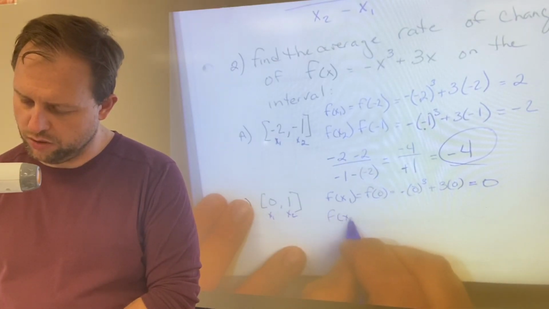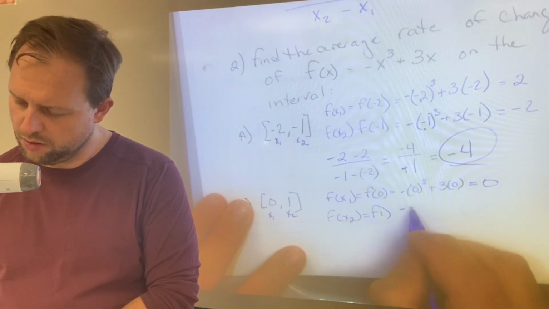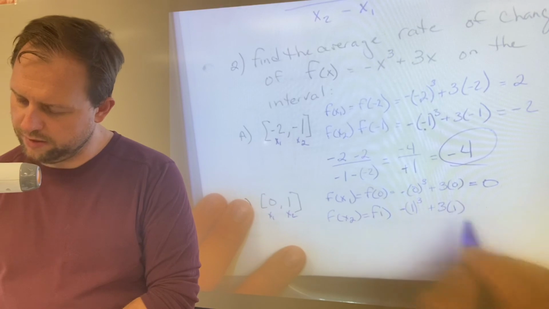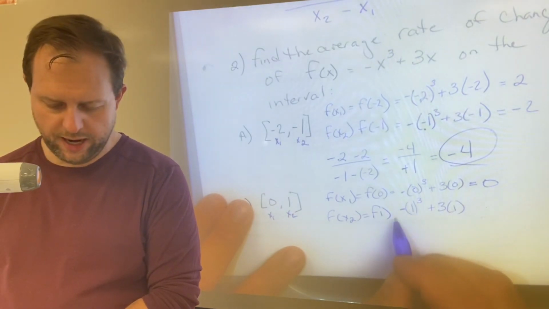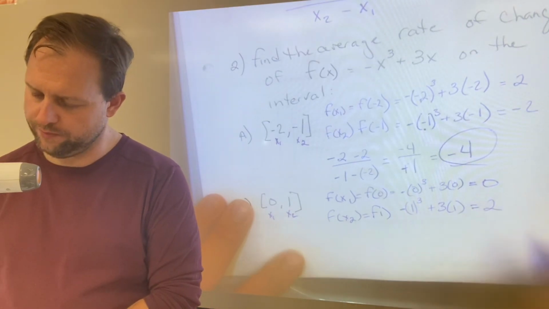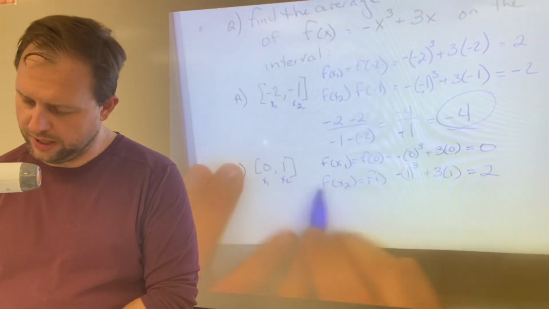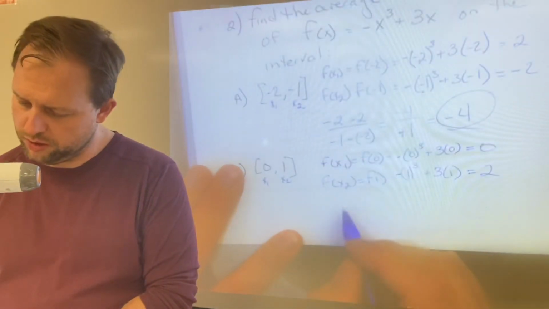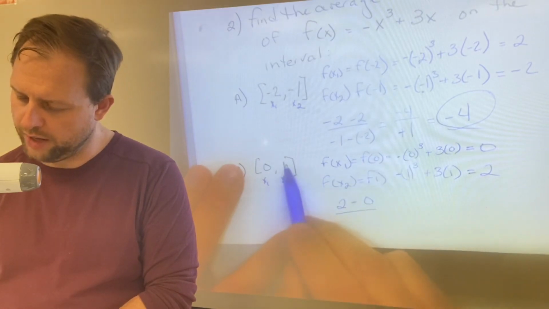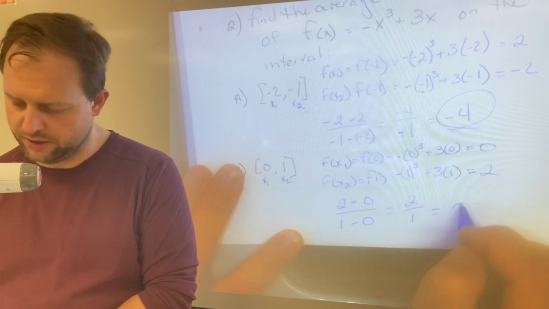F of x2, which is f of 1, means we're going to have a negative 1 cubed plus 3 times 1. Well, 1 cubed is 1, add the negative, so negative 1 plus 3 is plus 2. So our average rate of change is going to be f of x2, 2 minus 0 over 1 minus 0. It's 2 over 1, which is 2.